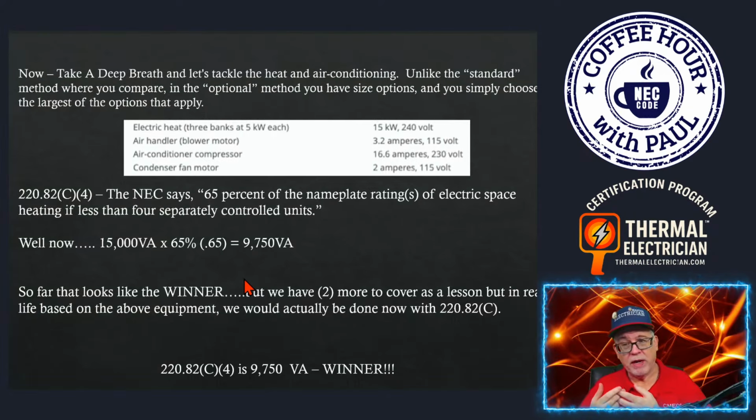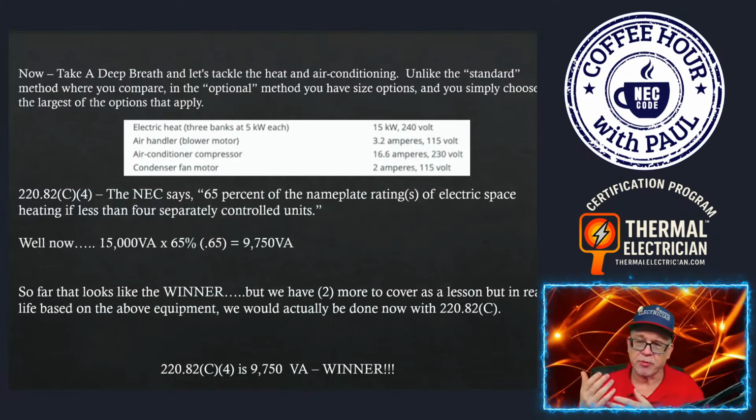Because we only have one separately controlled. Now you might say, wait a minute, Paul, didn't it say 3 banks? Yes, but those 3 banks more than likely are in line. They act as one. Now, what do we mean by this? Well, you could have baseboard heat that are electric space heating. You could have a situation where you have more than 4. And if you have more than 4, then you're going to use the 40%.